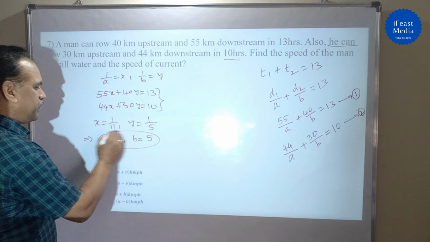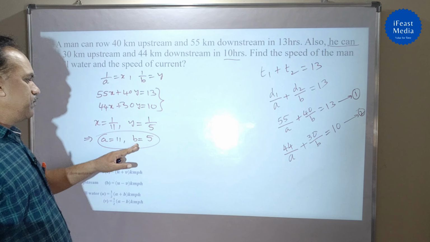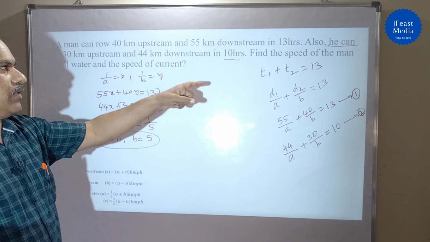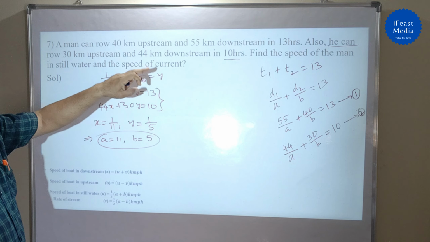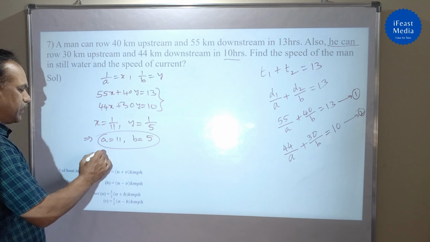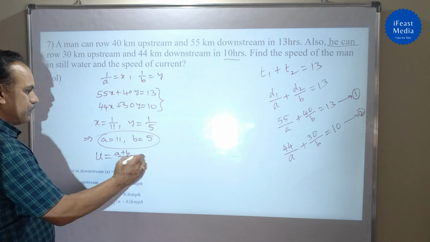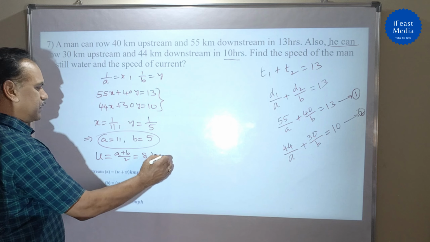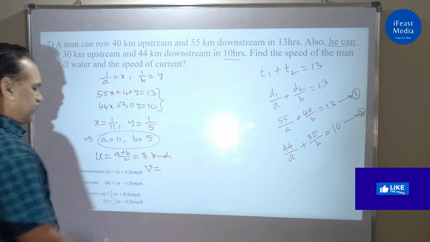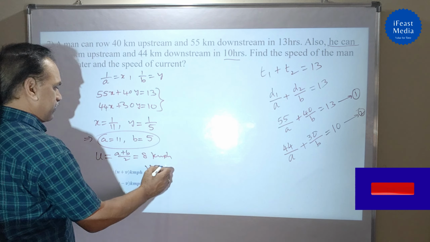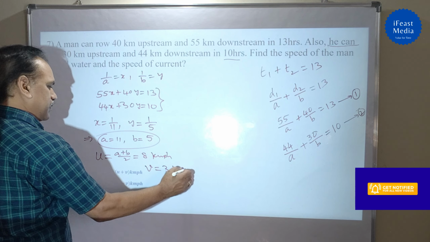So what is A and what is B? A is the speed of the boat in downstream. B is the speed of the boat in upstream. What you are asked to find is the speed of the man in still water and speed of the current. That means you are asked to find U and V, not A and B. But what is U? A plus B by 2, 11 plus 5, 16 by 2, which is 8 kmph. And what is V? V is A minus B by 2. It is 11 minus 5, 6 by 2, 3 kmph.